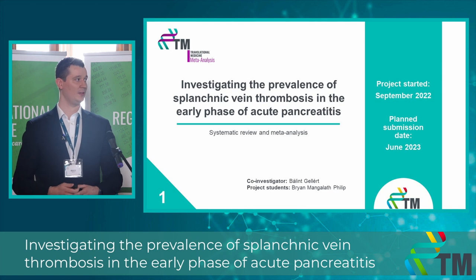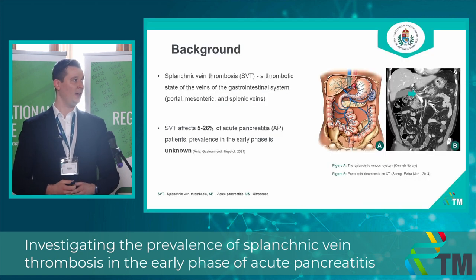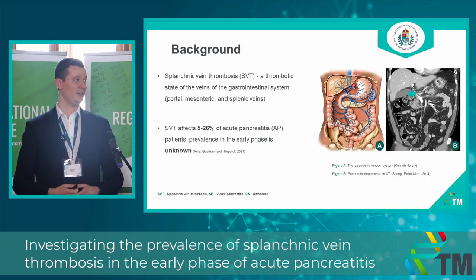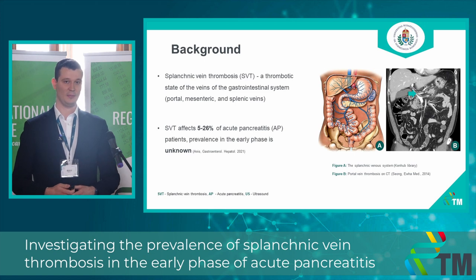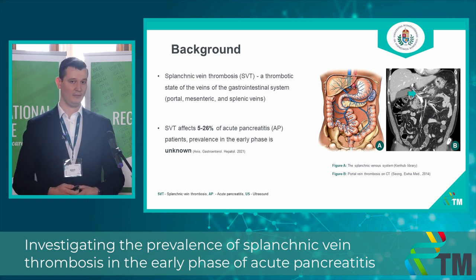So a couple of words about the first project. Splanchnic vein thrombosis is a thrombotic state of the vessels of the GI system, and it is a local complication of acute pancreatitis, affecting around 5 to 26% of patients. Prevalence in the early phase, however, is unknown.